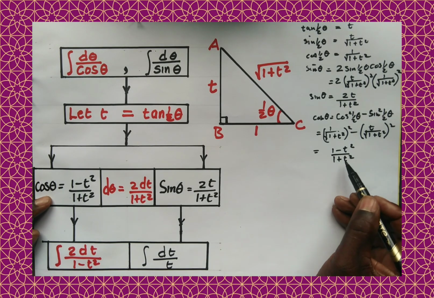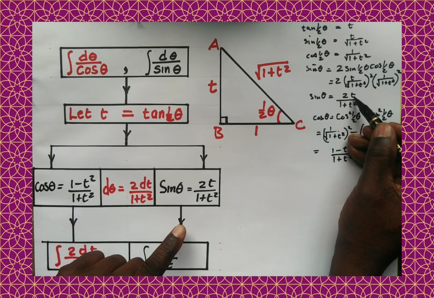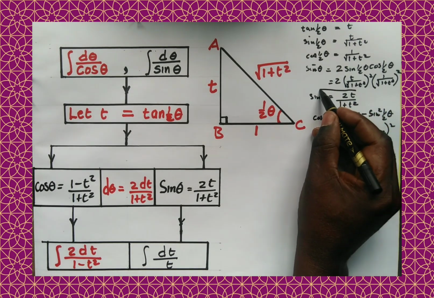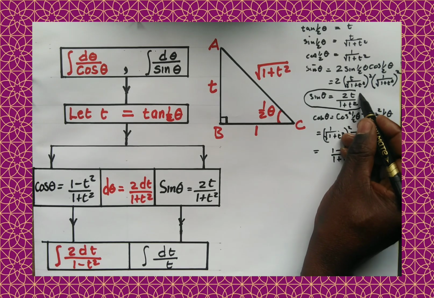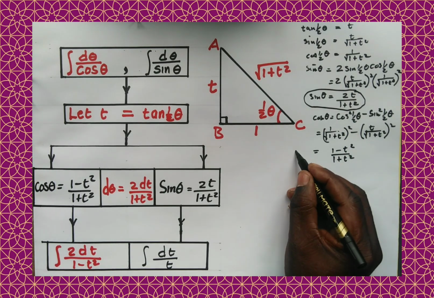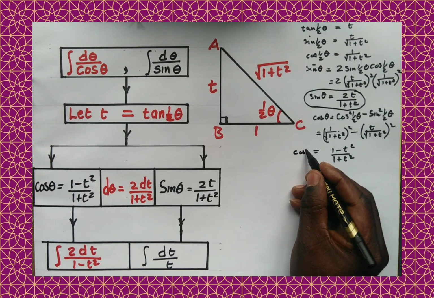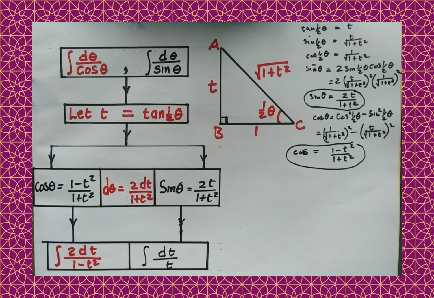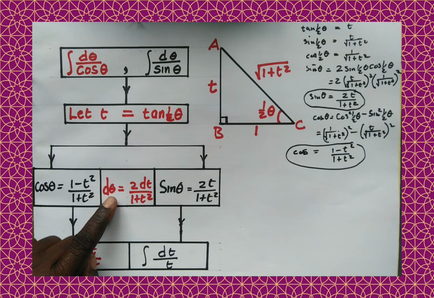Cosine of theta is equal to that. The sine of theta is equal to that. So let's just circle our formulas here. That's our sine. That's our cosine here. Let's circle it nicely. So what about d theta?